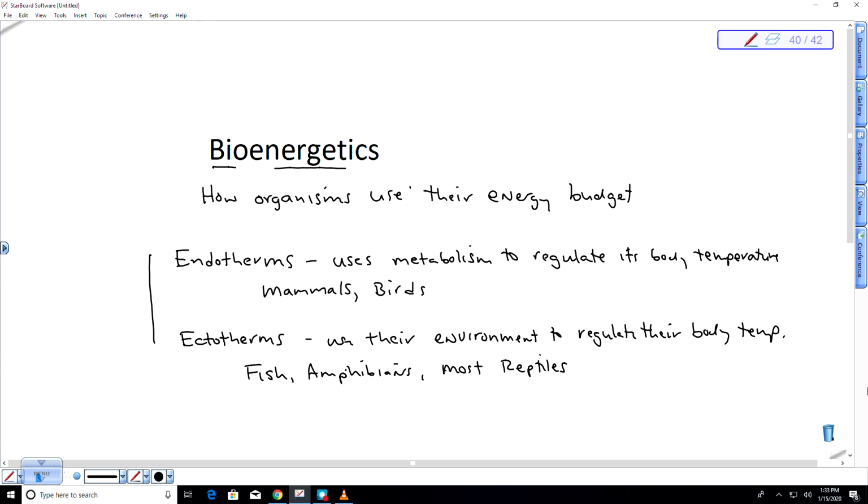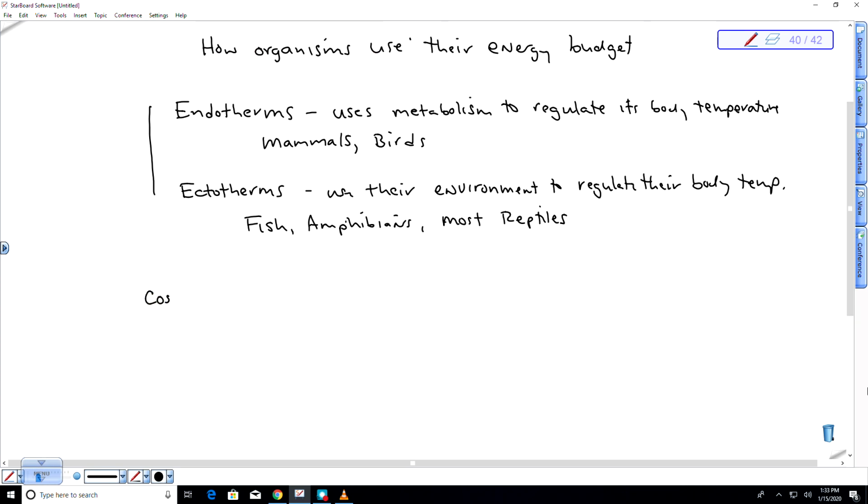So we sometimes say that these are just two alternative strategies, because really there is a cost and a benefit to each. When you look at the cost-benefit analysis, we're talking about economics again, budgets and analysis. The cost of being an endotherm is that you need more energy. So that means you have to be better at capturing food. You have to be able to eat regularly.